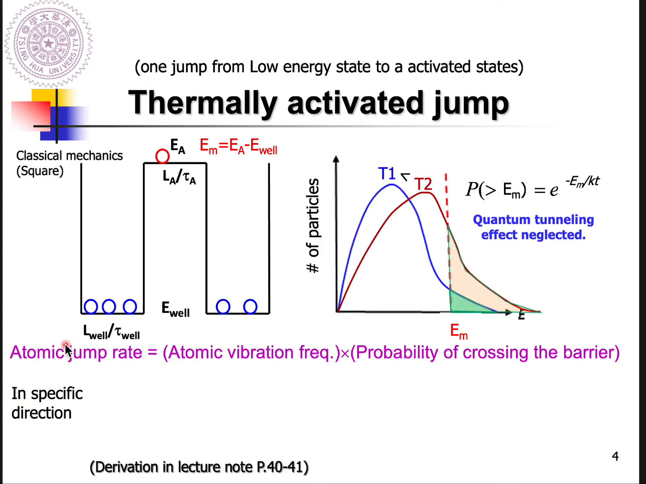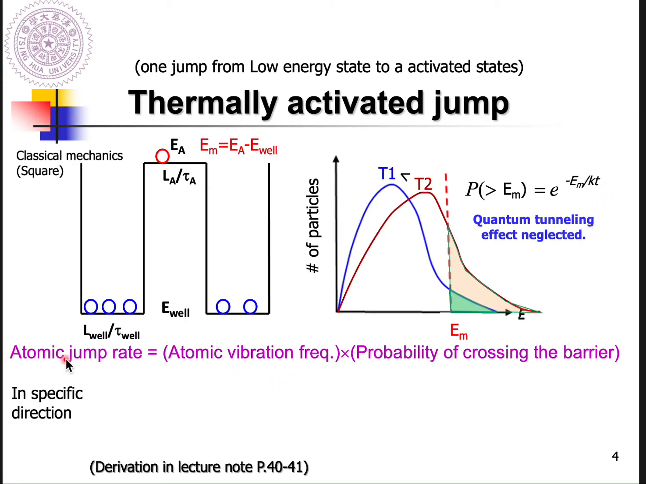Then next is how to obtain the atomic jump rate. The successful jump rate is the atomic vibration frequency times the probability of atoms to cross the barrier. The probability of crossing the barrier is this Boltzmann distribution term, because this is the probability of atoms having energy higher than EM. Then you can have some idea about the probability based on this term.